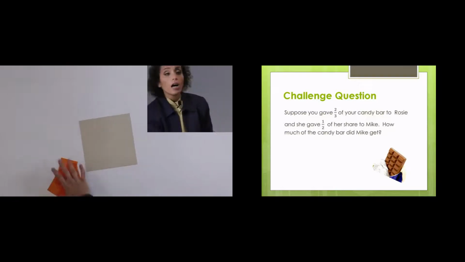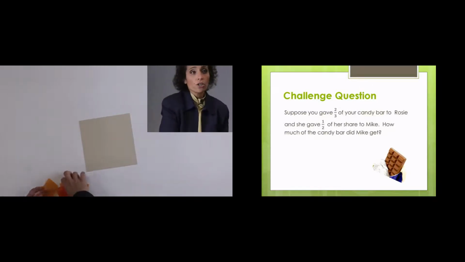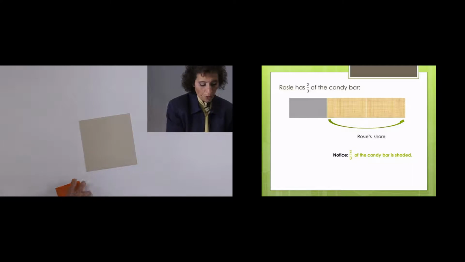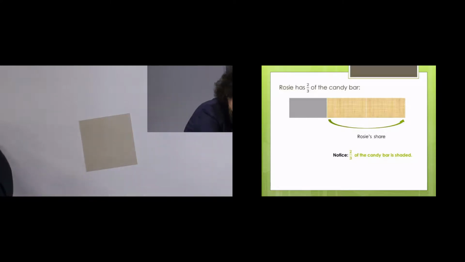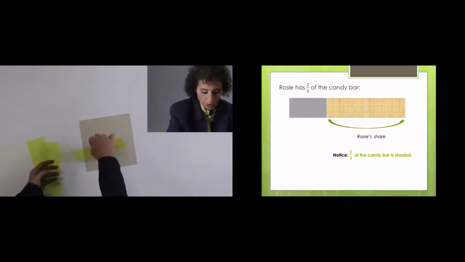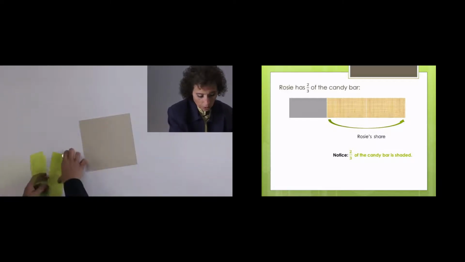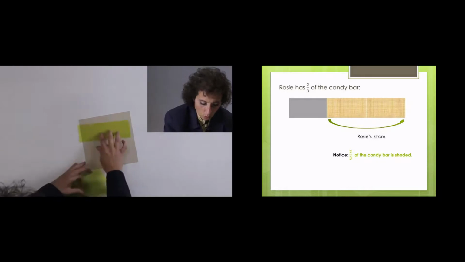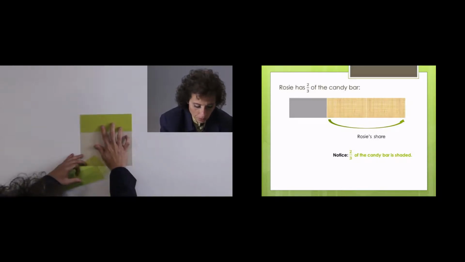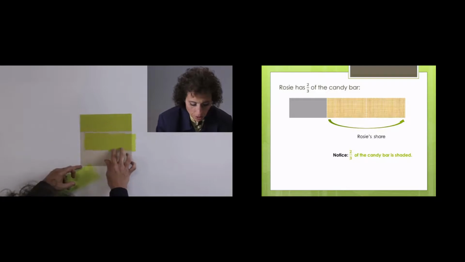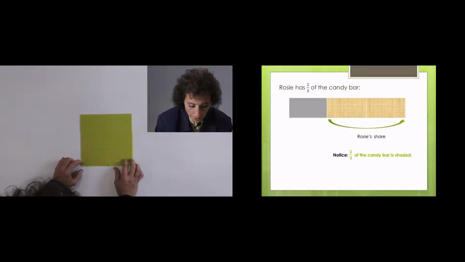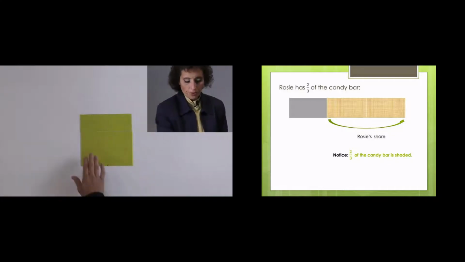All right, so here's what I want you to understand. Suppose you gave 2/3 of your candy bar to Rosie. I'm going to show you that these are the thirds pieces because they will make up the entire whole. 1, 2, 3. Okay, so there's your thirds pieces.